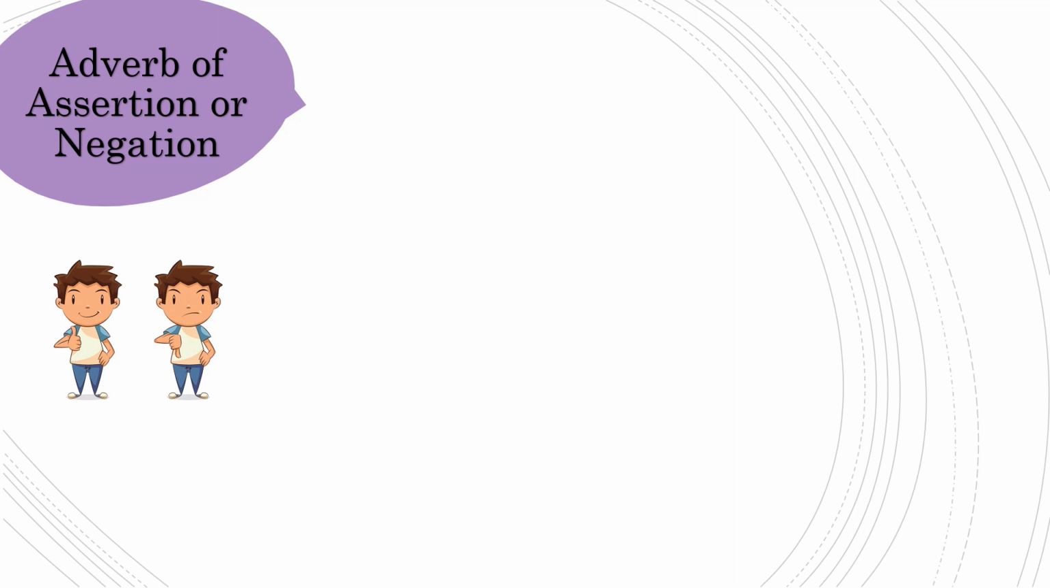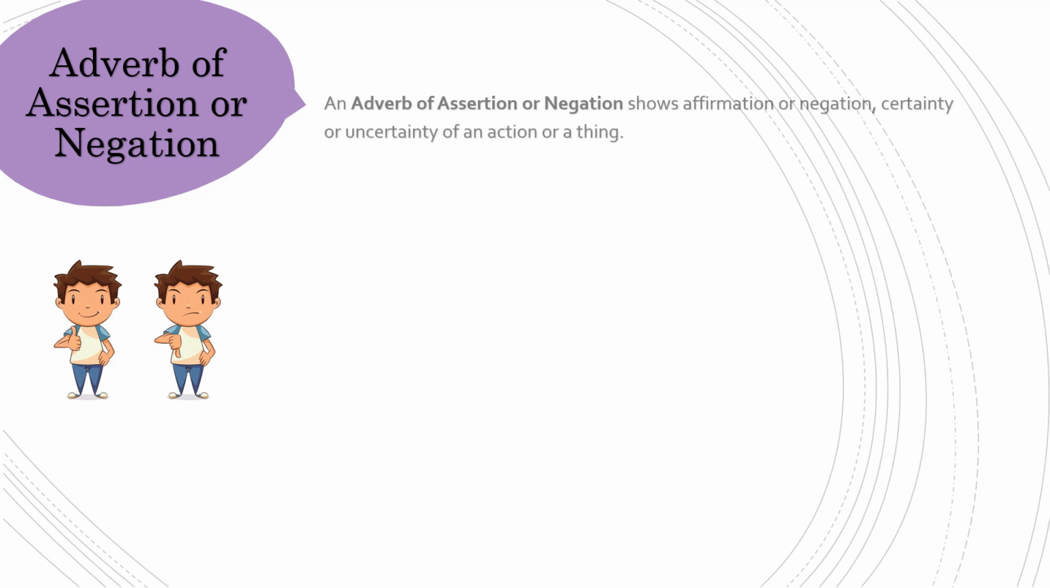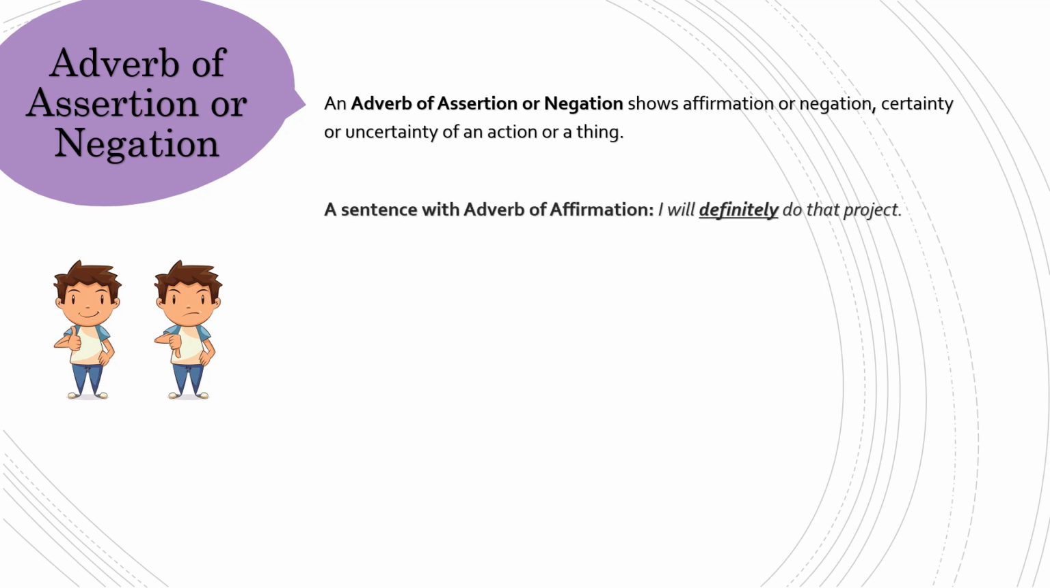Adverb of assertion or negation. An adverb of assertion or negation shows affirmation or negation, certainty or uncertainty of an action or a thing. A sentence with adverb of affirmation. I will definitely do that project. A sentence with adverb of negation. I will never do that project.